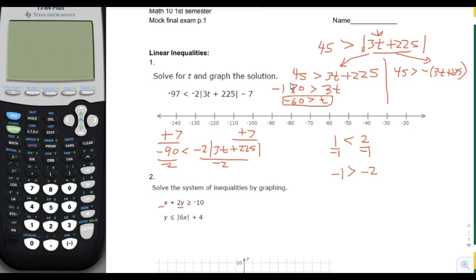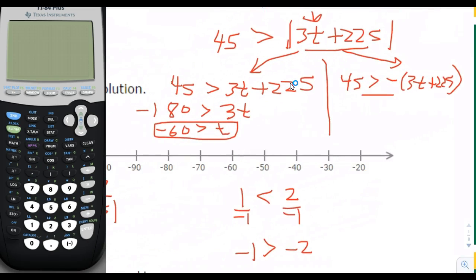Okay, so that is half of my solution. The other half of the solution is over here. I got 45 is greater than negative 3t plus 225. First thing I'm going to do is distribute the negative sign. For example, I got the negative here. I'm going to multiply it times 3, and times the 225, and then I can get rid of the parentheses. So I'm going to have 45 is greater than negative 3t minus 225.